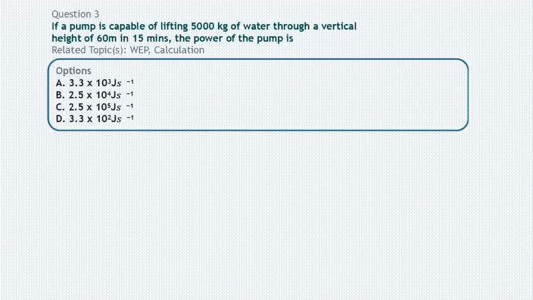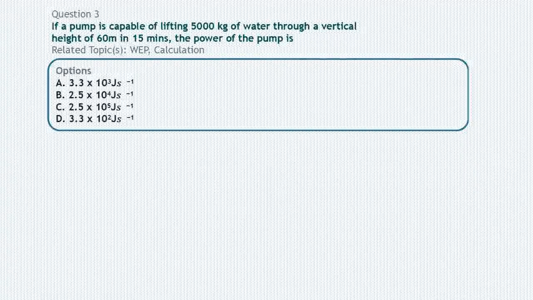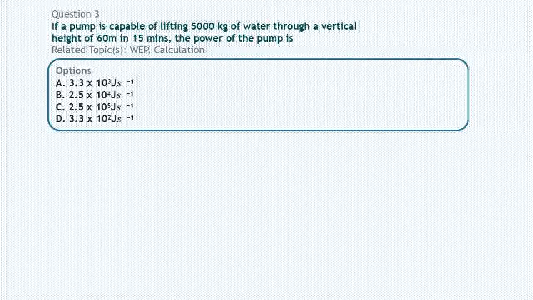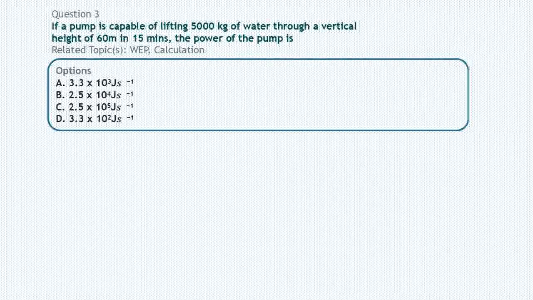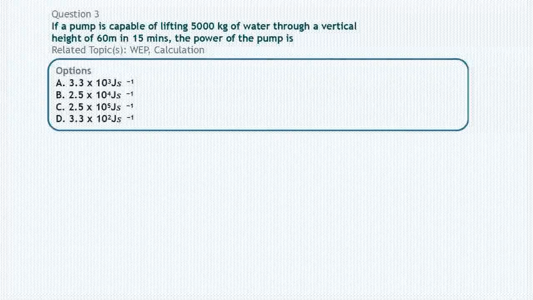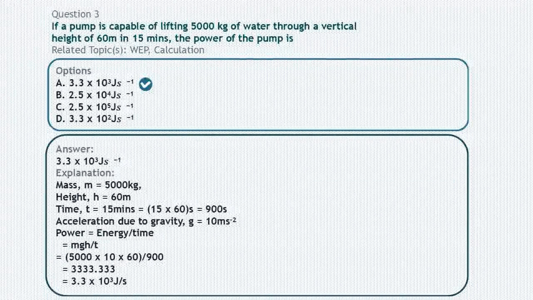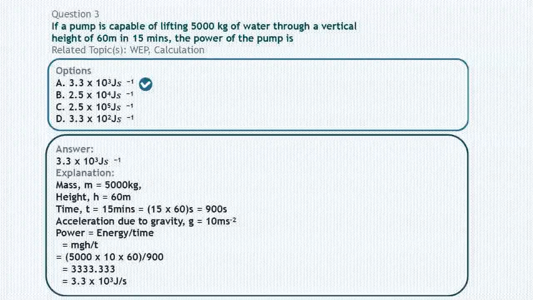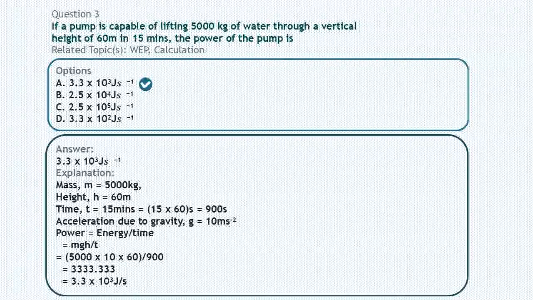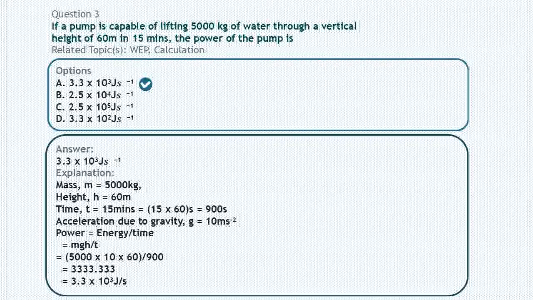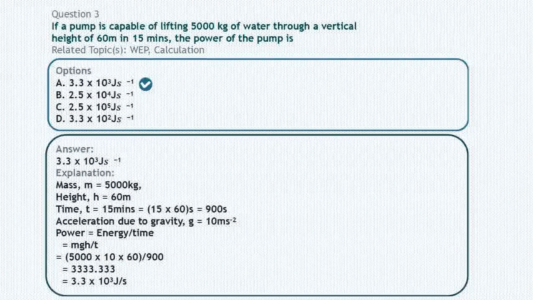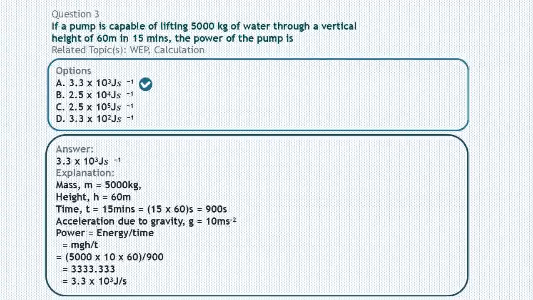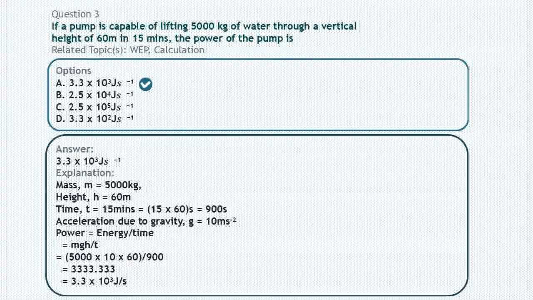Next, on work, energy and power. If a pump is capable of lifting 5,000 kilograms of water through a vertical height of 60 meters in 15 minutes, the power of the pump is, okay, the formula for power is energy over time. And here the energy is going to be the work done in lifting the water, which will be equal to the weight of the water times the height to which that water was lifted. And the weight of the body is given as what? mg, the mass of the body times acceleration due to gravity. So you have the weight mg times the height over time.